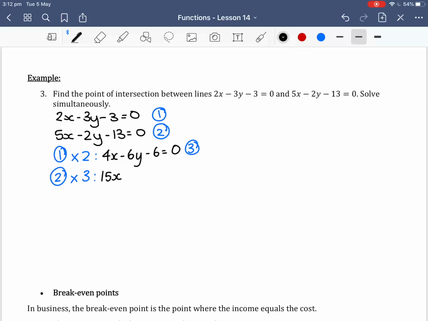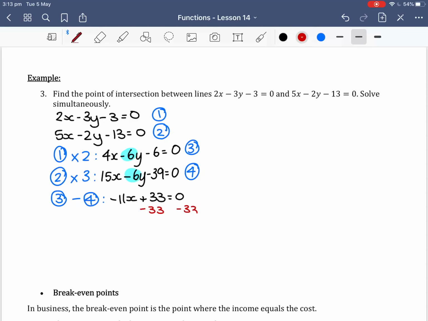We're then going to multiply equation 2 by 3. And when we do this, we get 15x minus 6y minus 39 equals 0. And we're going to call this equation 4. Now you notice what we have created is the same pronumeral for our y of minus 6. So we can eliminate our y by going equation 3 minus equation 4. And when we do that, we get 4x minus 15x is negative 11x, minus 6y minus 6y cancels out to be 0, and negative 6 minus negative 39 is plus 33 equals 0.